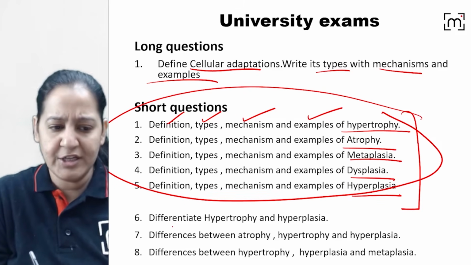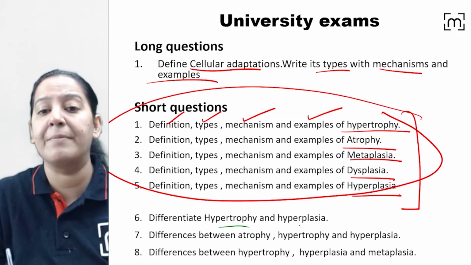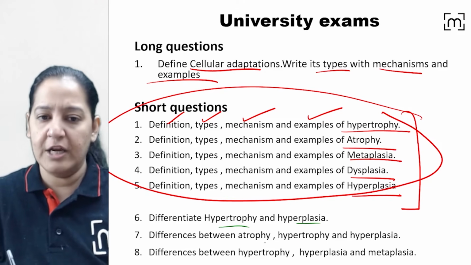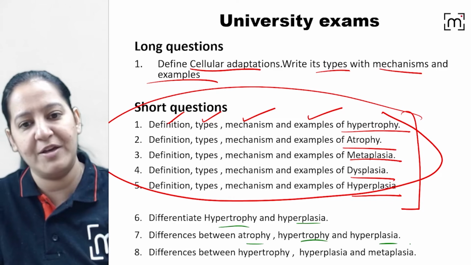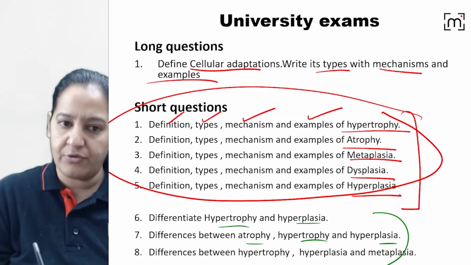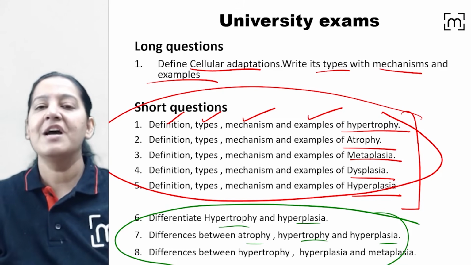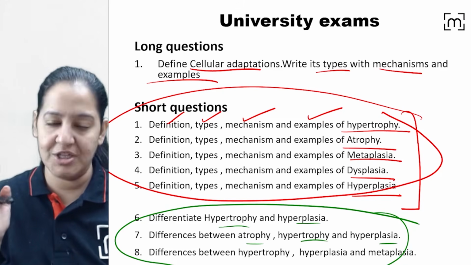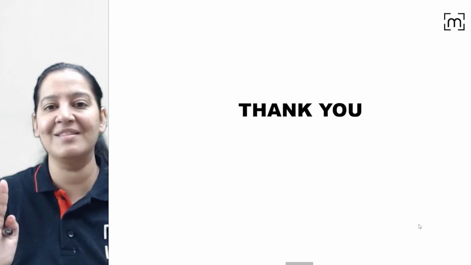Can you differentiate any 2 of them? If I ask you the difference between hypertrophy and hyperplasia, yes, you can write. Can you write the difference between atrophy, hypertrophy, hyperplasia? Can you write the differences between metaplasia and dysplasia? Yes. You will be able to write the differences between any of them. Right? Now these are the university exam questions from this topic. I guess you are perfect in this topic.